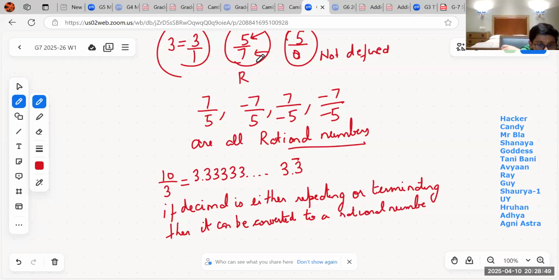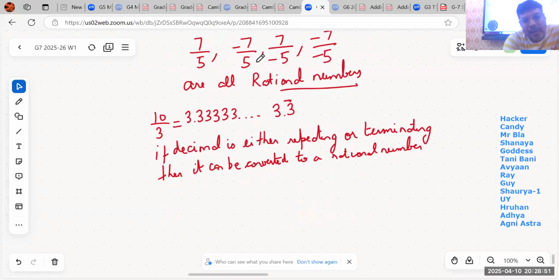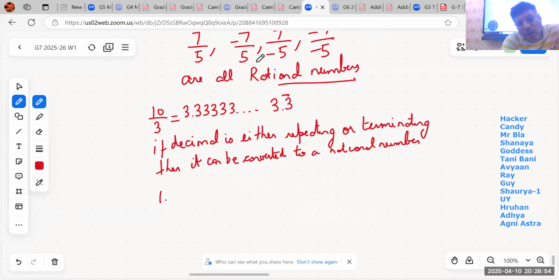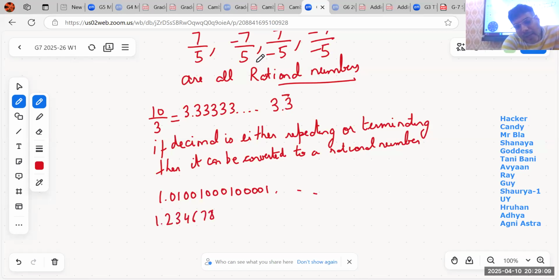Now you will say, sir, which decimal is not a rational number, which cannot be converted? So I will give you an example: 1.010010001, where there is no common pattern. This won't be counted as a pattern. Like 1.23467895327, there is no fixed pattern. Then it is irrational. We call them irrational.